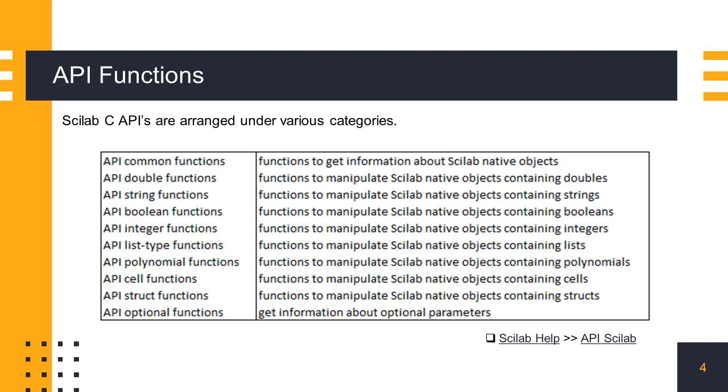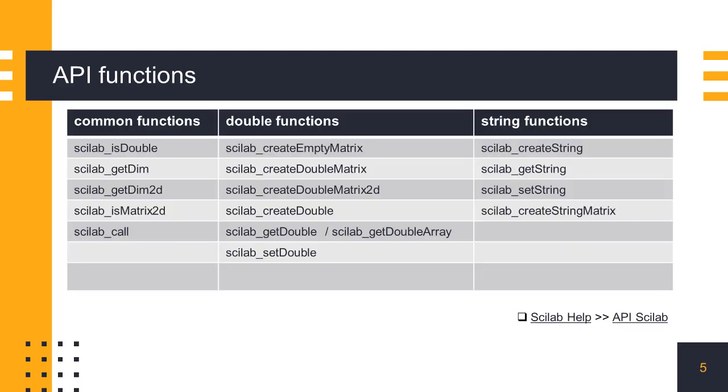Scilab has API functions for nearly all of its mathematical operations, like creating m by n matrices, defining strings, defining and operating on polynomials, and has many common functions to get data from the Scilab engine. These API functions are grouped as per their functionality, which helps the programmer to select functions as per their program logic and needs. Here, we list out some commonly used API functions available in Scilab.